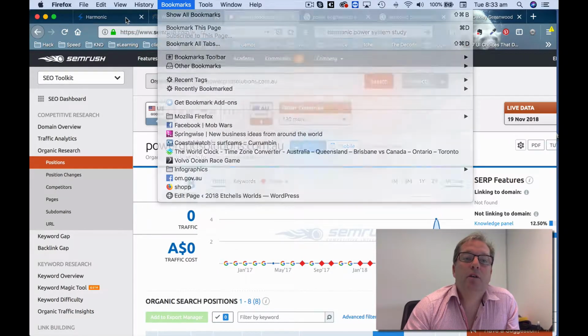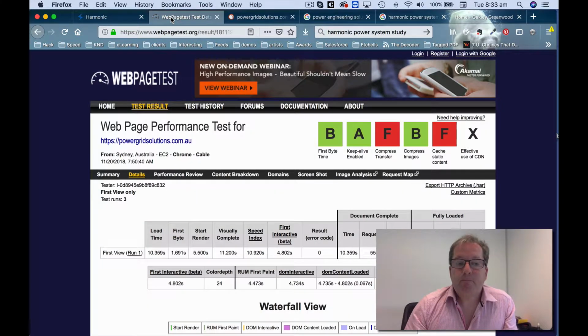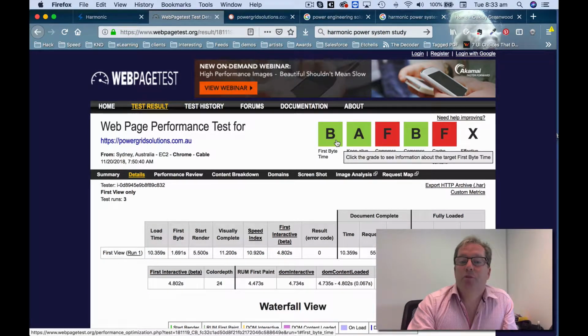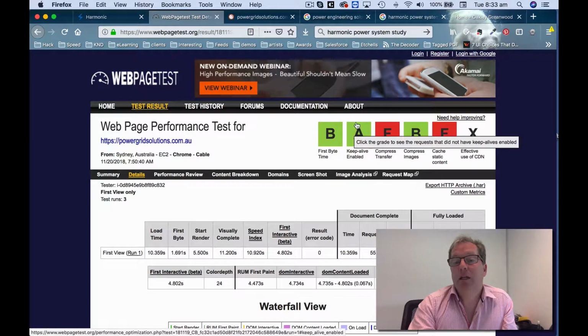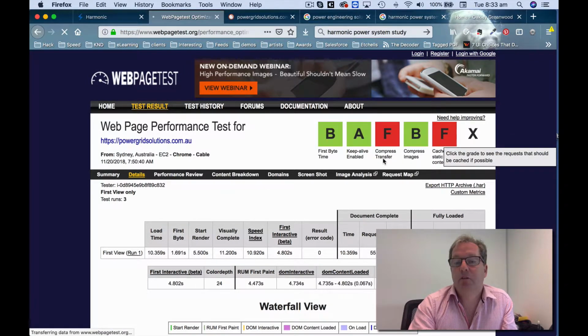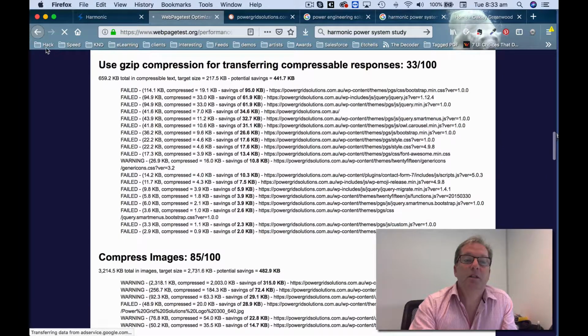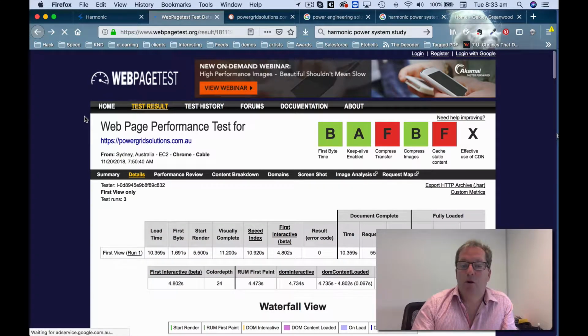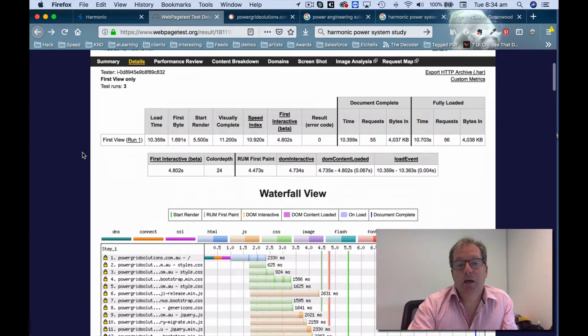From a technical perspective, your site loads okay. It's not really slow. It's pretty light. Here's your scores. First byte time is a B, which isn't too bad. And there's some technical things. You're not really compressing the site to deliver any faster, although you're not probably getting a whole lot of traffic to need to have to do that anyway.